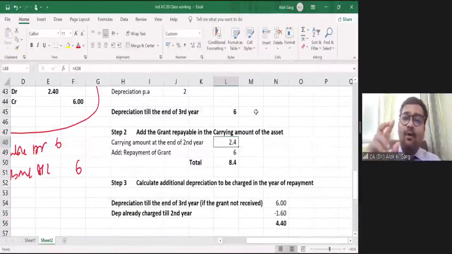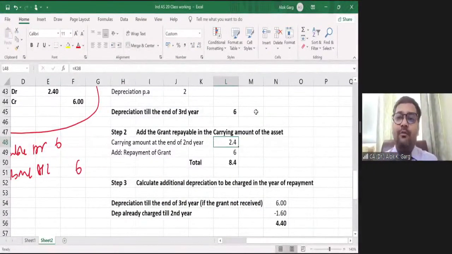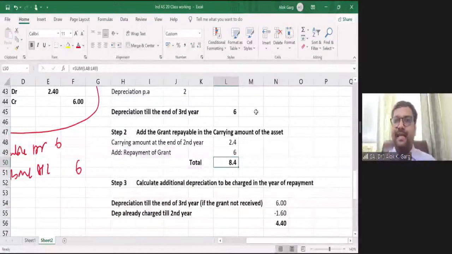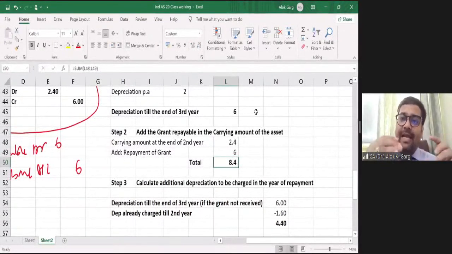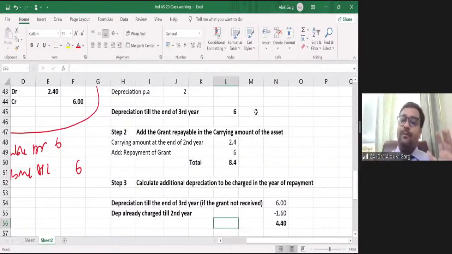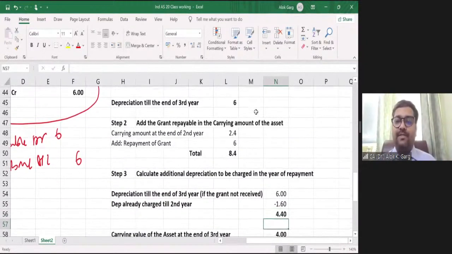And what is the amount which is repayable on account of government grant? It is 6 lakh. So 2.4 plus 6, it is 8.4. Now we have to charge the depreciation for the third year. So the depreciation for 3 years should be 6 lakhs, and we have already charged 1.6. So we need to charge 4.4 depreciation also.